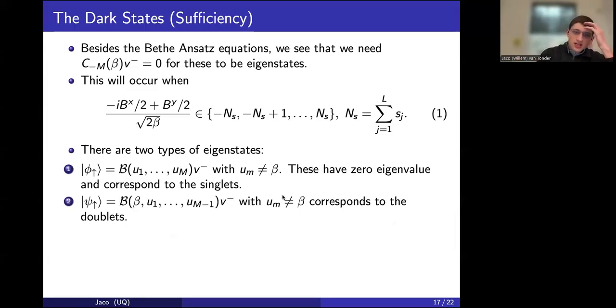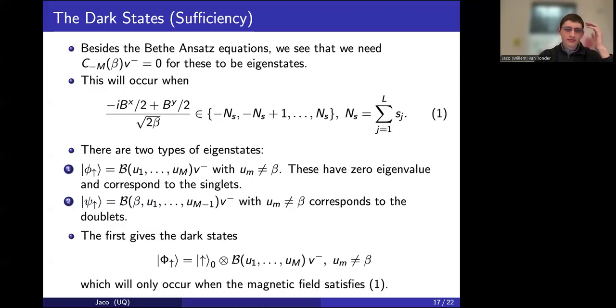And then the second case was when one of these parameters was equal to beta, and this corresponds to our doublets, where we were basically swapping between the up and the down states based on the action of the t plus or the t minus. So the first then gives us our dark states. And as we see, these will only occur when the magnetic field satisfies this equation.